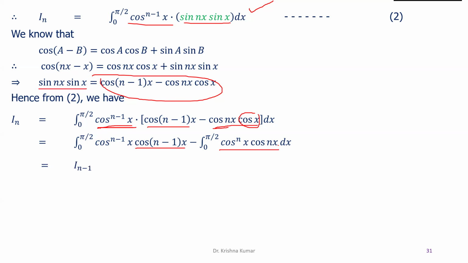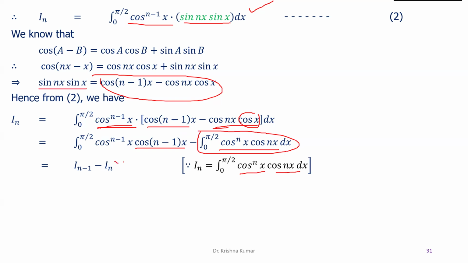Now we have what In is. In is equal to the integration under the limit 0 to pi by 2 of cos to the power nx cos nx dx. So this is nothing but In. This is In, and this, in place of n, it is n minus 1, so we can write this is I(n minus 1). So we can write In equal to I(n minus 1) minus In.